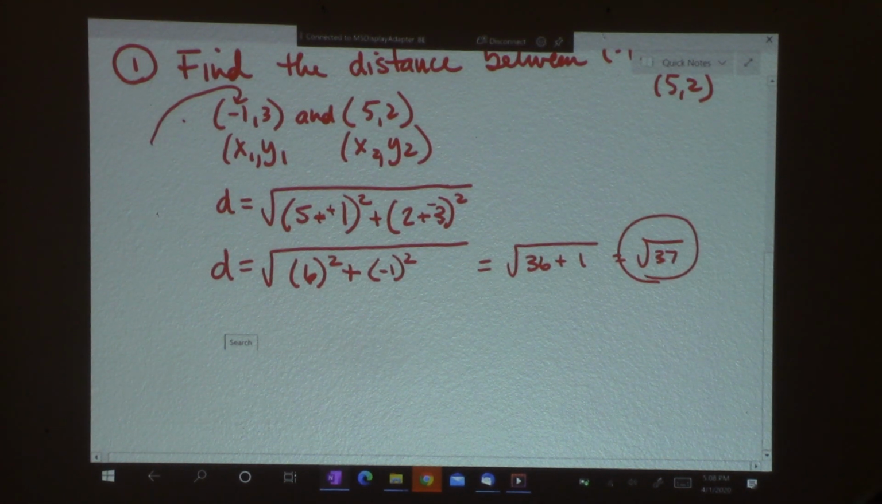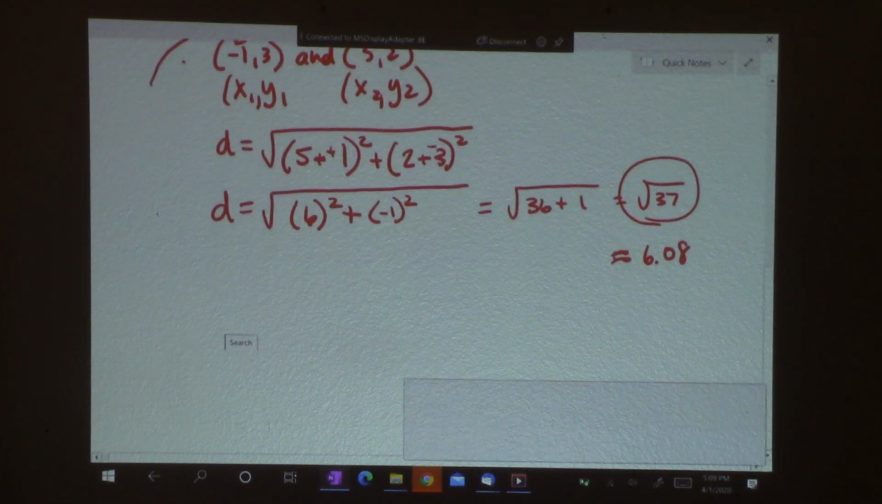Now, if you have that, that's totally fine on a test with me, but when you're checking your work, you might need to have a decimal for the answers in the back of the book. And if you do, then that comes out to be approximately 6.08. So really it's not very hard. You just have to go slow and be careful so that you put your negatives in and substitute correctly. All right, so here's number 2.